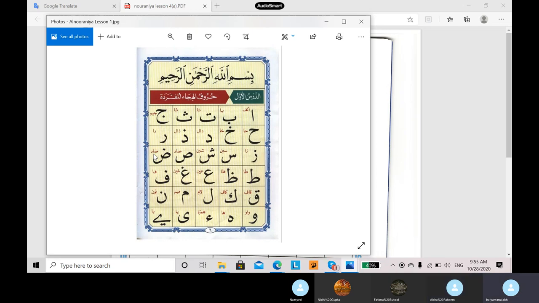Dal, and then dhal. No, I say dhal. I put part of my tongue outside, so dhal, dha, dha, like when I say alladhina, alladhi, like that, dhal. I hear it like a dal, not dhal. We have dal and we have dhal. Okay, much better.